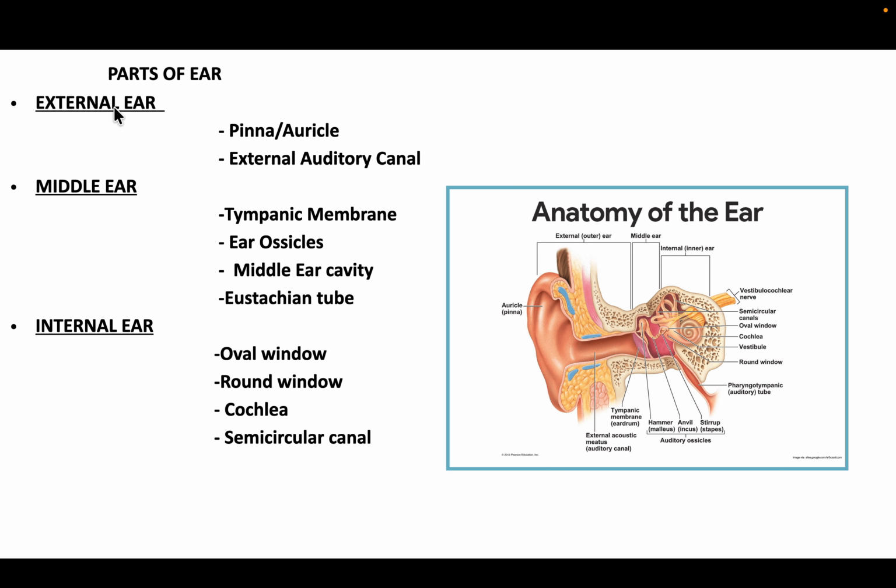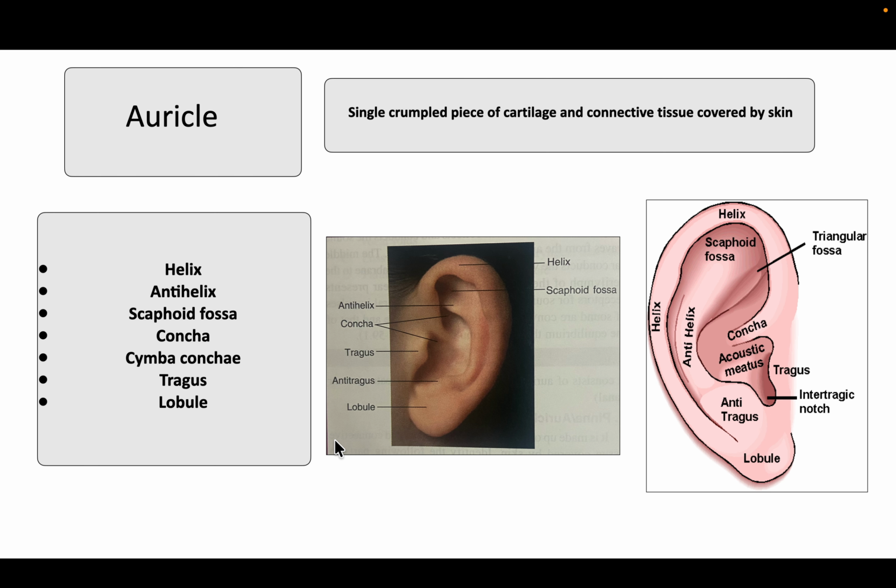So if we see external ear, middle ear and internal ear, the external ear includes the pinna or auricle and the external auditory canal or meatus. The middle ear has the tympanic membrane, ear ossicles, middle ear cavity and eustachian tube. Then the internal ear has these structures, that is oval window, round window, cochlea and semicircular canal. Now coming to the auricle portion, we will discuss the external ear in today's lecture.